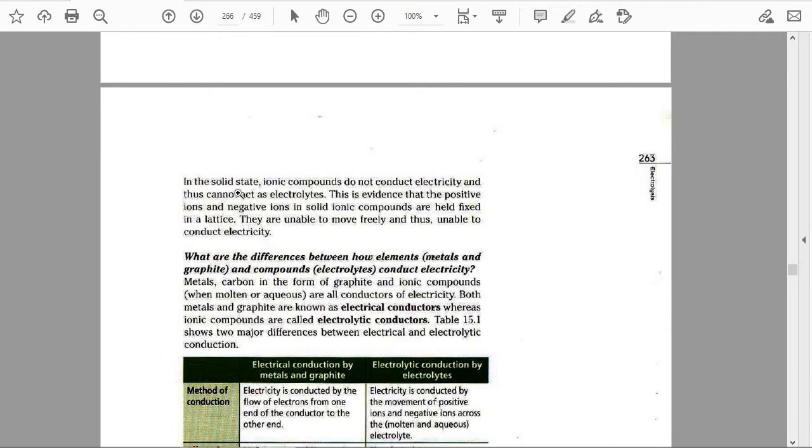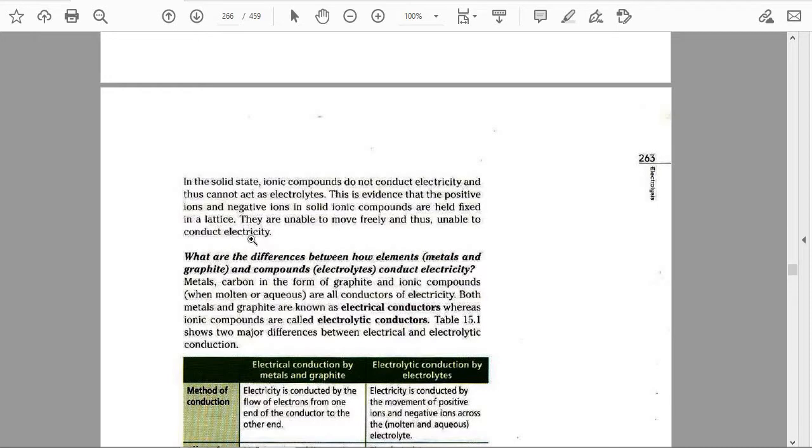Alright, so this one. In the solid state, the ions do not move. So the ionic compounds do not conduct electricity and thus cannot act as electrolytes. This is the evidence that the positive ions and negative ions in solid ionic compounds are held fixed in a lattice. They are held in their positions, unable to move freely and therefore unable to conduct electricity.